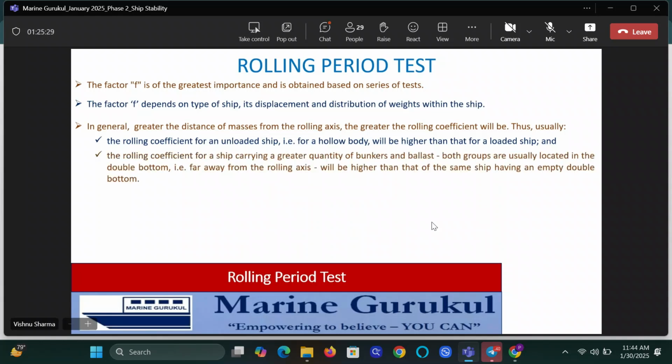The rolling coefficient of a ship carrying greater quantity of bunkers and ballast, both groups are usually located in the double bottom, will be higher than the same ship having an empty double bottom.